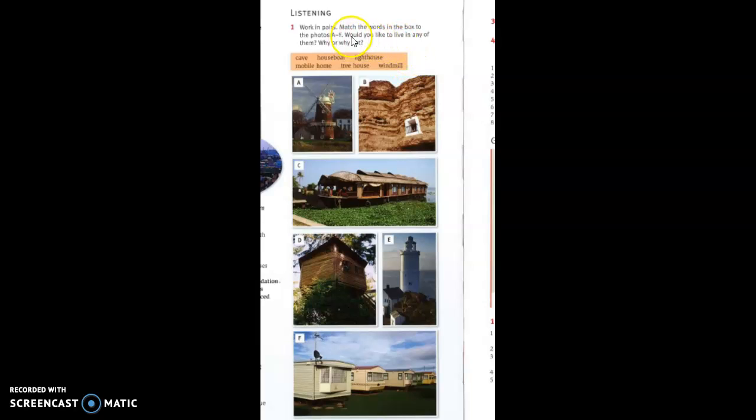And then you can ask the second question, would you like to live in any of them? Why or why not? And they can have a discussion about them. You might get them to put them in order of preference, or to choose one they would really like to live in and one they absolutely wouldn't like to live in, and justify with reasons why and why not.